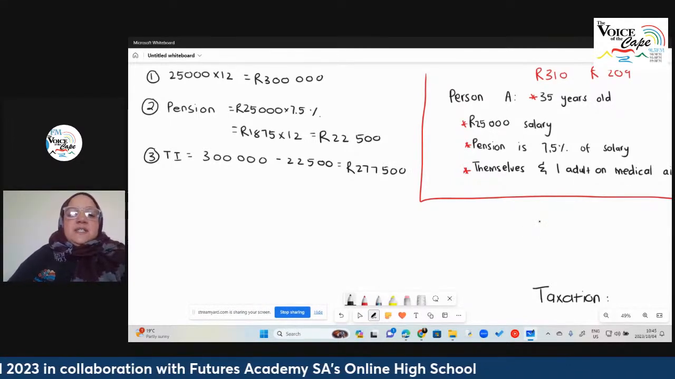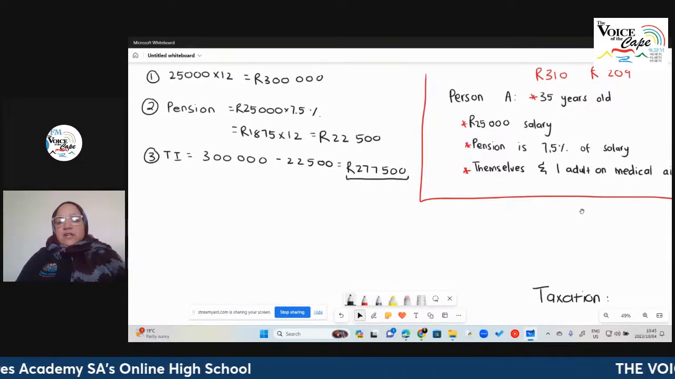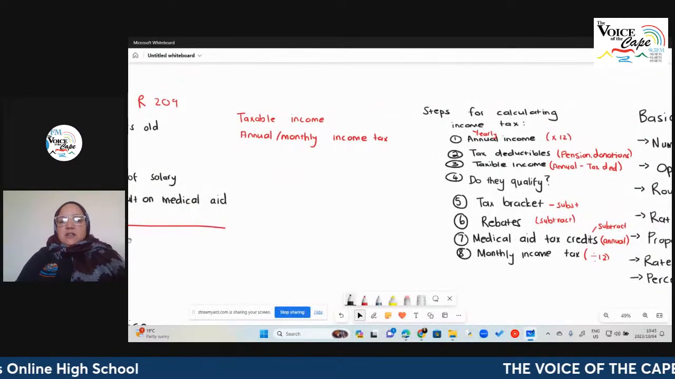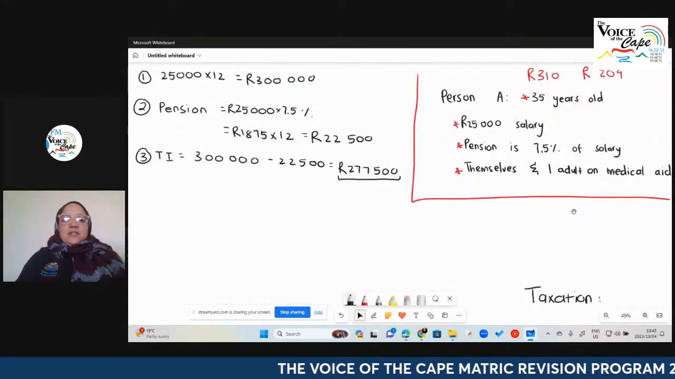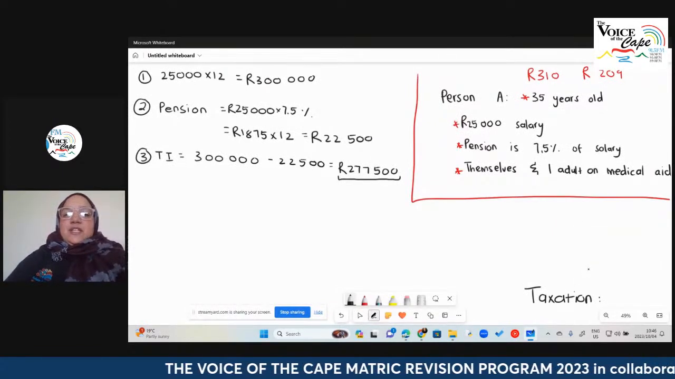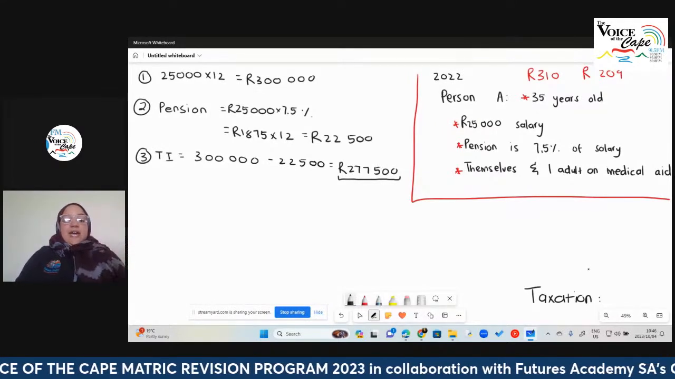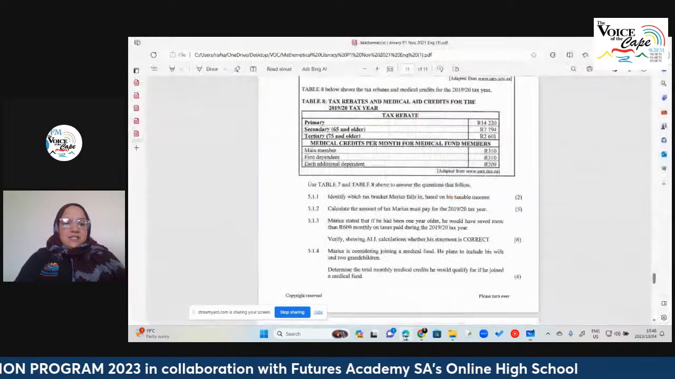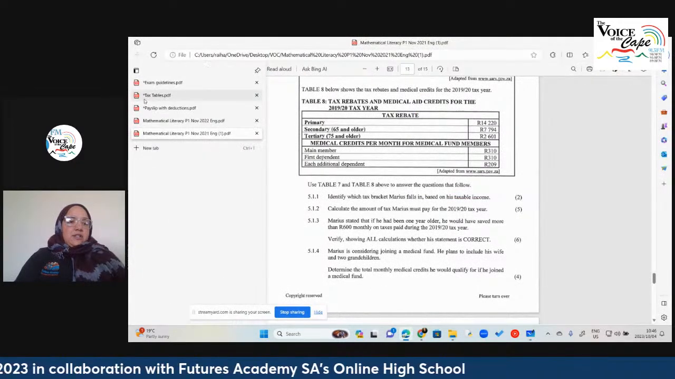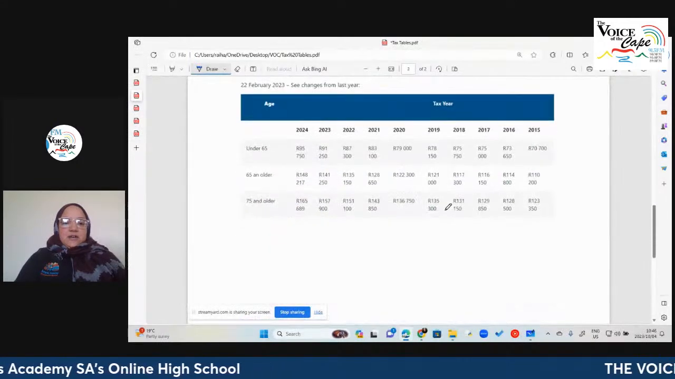Okay, so this is his taxable income now. Let's look at what our next step is going to be. Our next step is: do they actually qualify to pay tax? We're going to say this was the 2022 year, just to make it simpler. Let's go to our tax tables, and our threshold is down here.